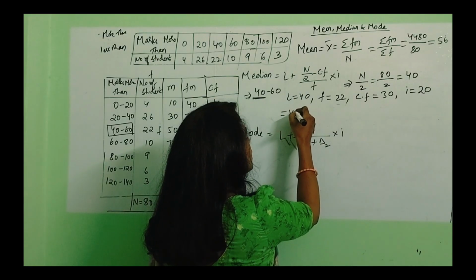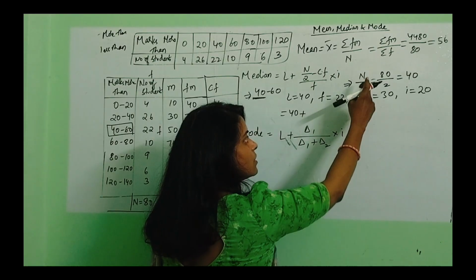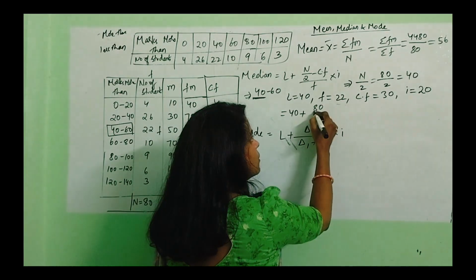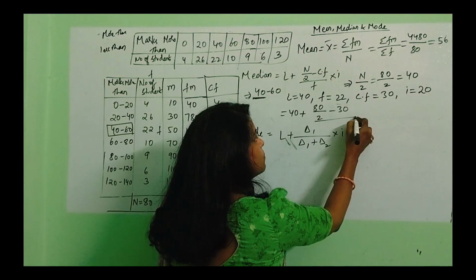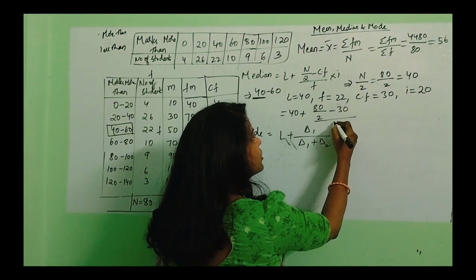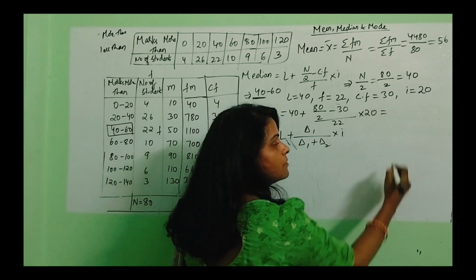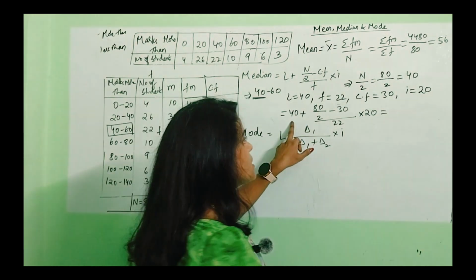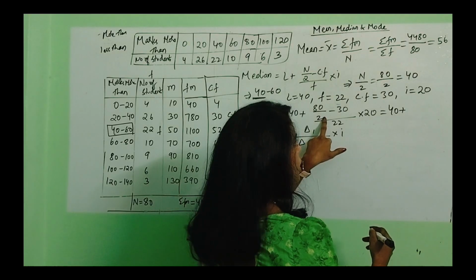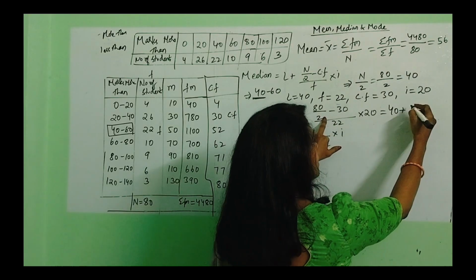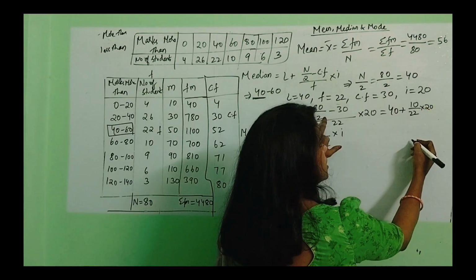So substitute that in the formula now. That is 40 plus n by 2. What is n by 2 here? That is 80 by 2 minus what is CF? 30, divided by what is F? F is 22, into 20. Okay, so what is that? That is 40 plus, this will become 40. 40 minus 30 will become 10. 10 by 22 into 20.